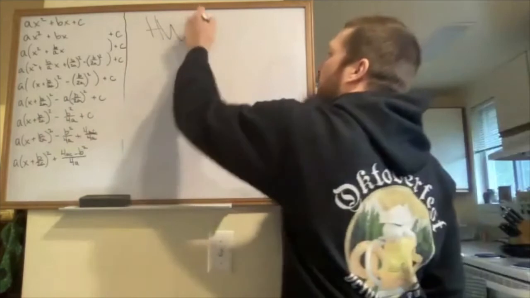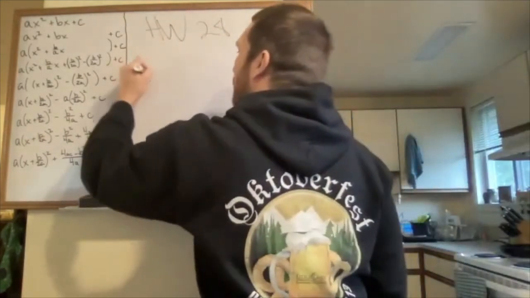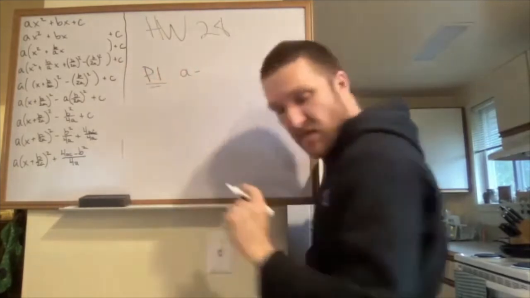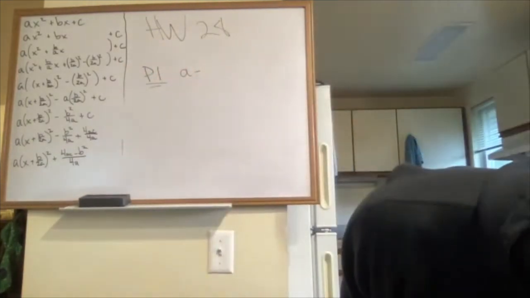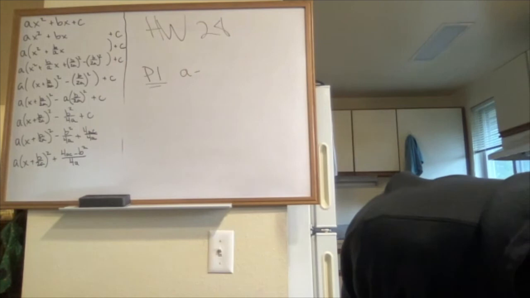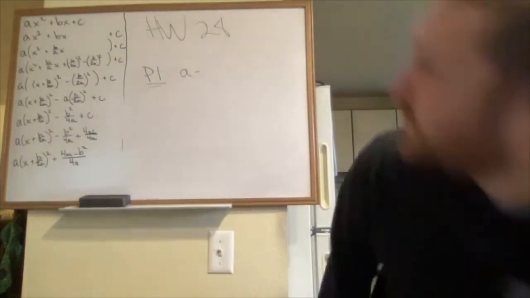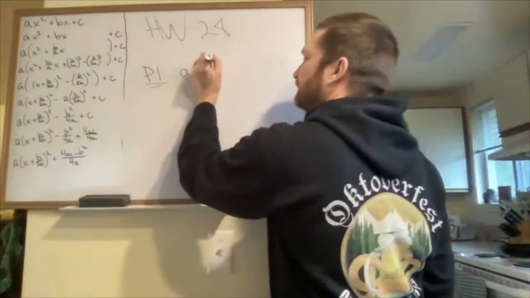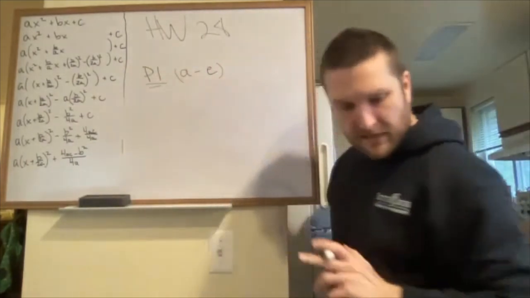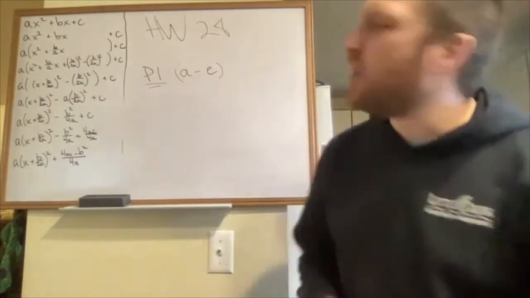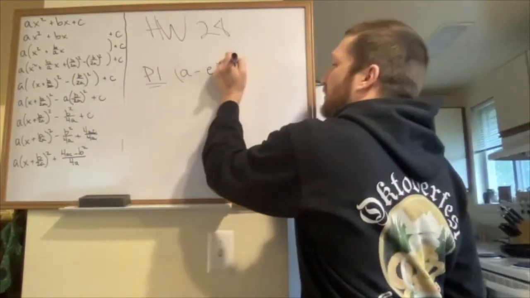So this is homework 28, part 1. It will be letters A through, let's see, let's do A through E. A through E. And that is both problem 1 and 2, right?